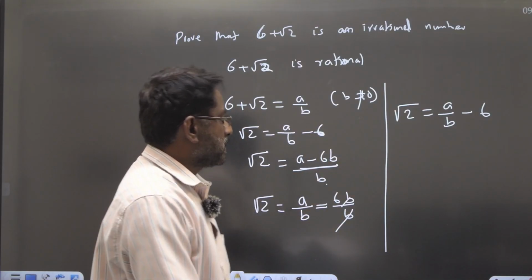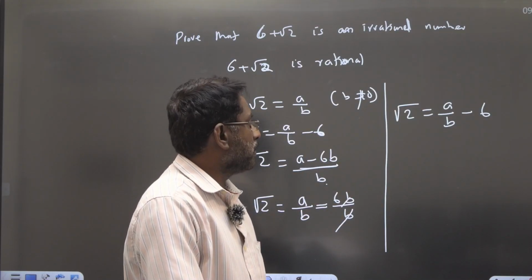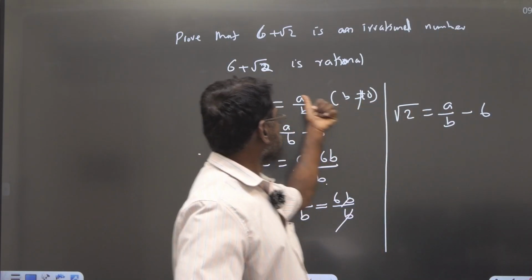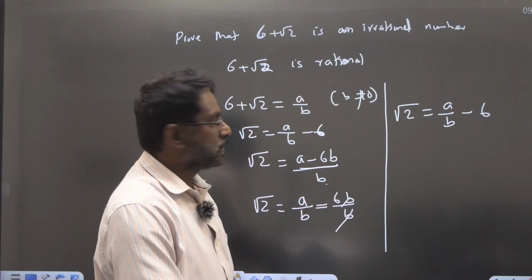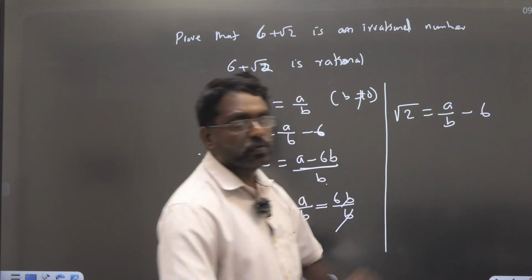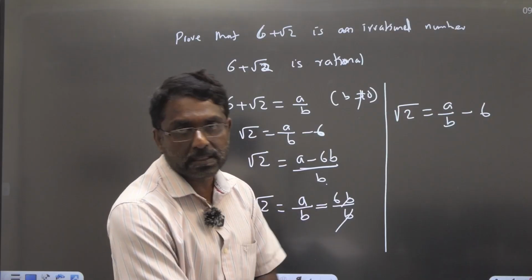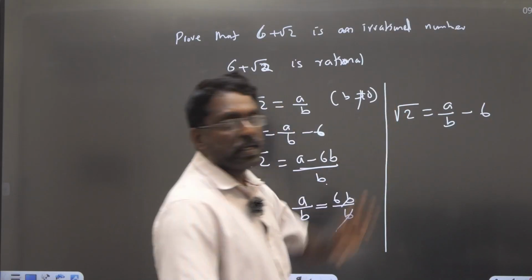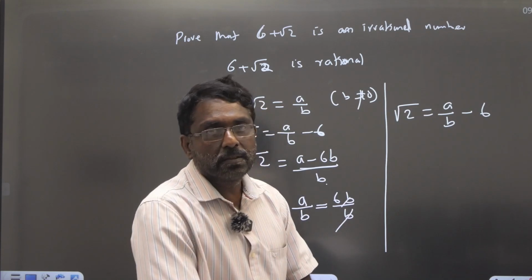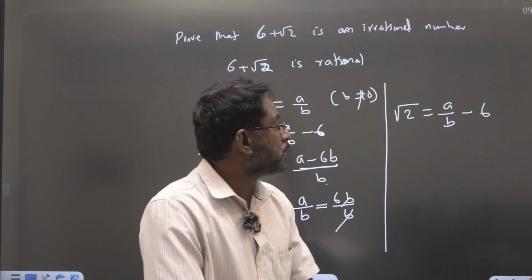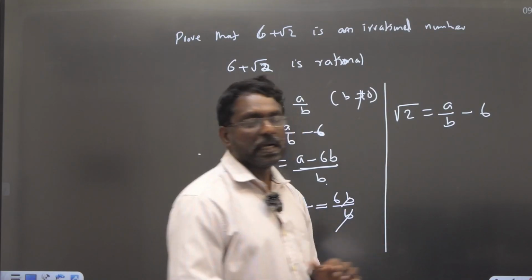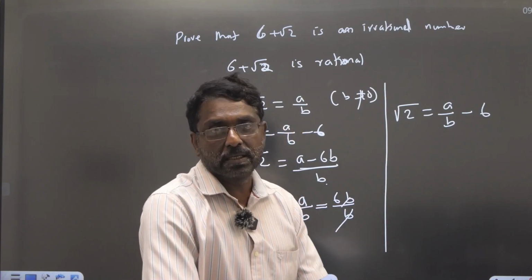From this equation, it is very clear how we can conclude our problem. a by b is a rational number. 6 is a rational number. The difference of two rational numbers is always rational. But already we have root 2 is an irrational number. Then how is it possible? It is never possible. We can't equate a rational number and an irrational number.